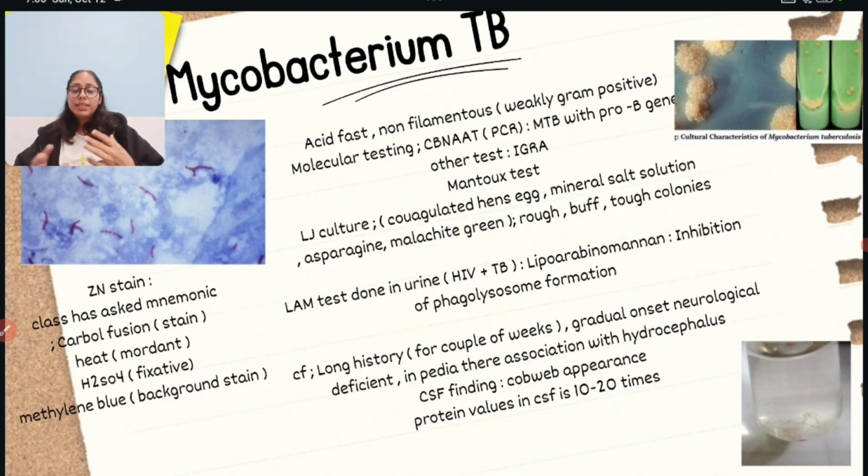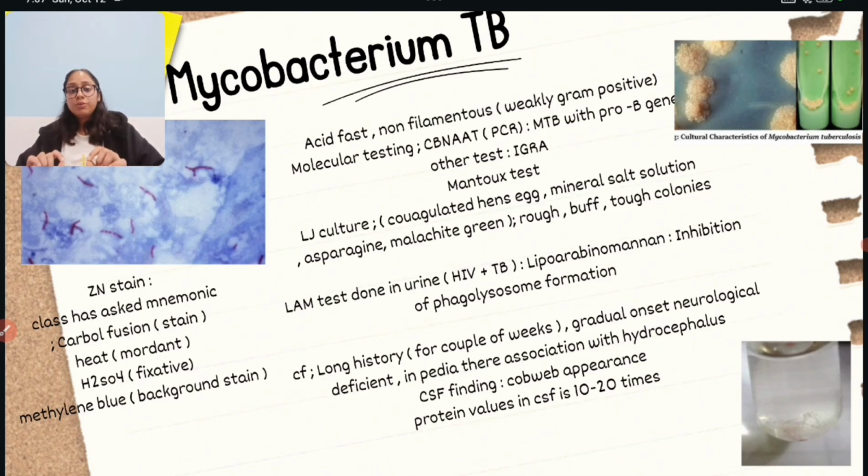And then we have Mantoux test, we have LJ culture. LJ culture usually takes like 5 to 6 weeks, and hence it is not being preferred usually. But if you are asked the question of what are the contents of LJ medium, you can remember it like fresh breakfast. We have hens' eggs, some salt, some asparagine, and malachite green, something like that. And this will be showing you rough, buff, and tough colonies.